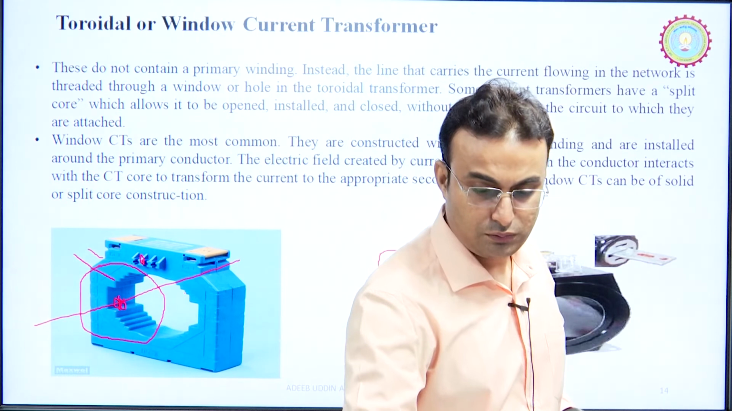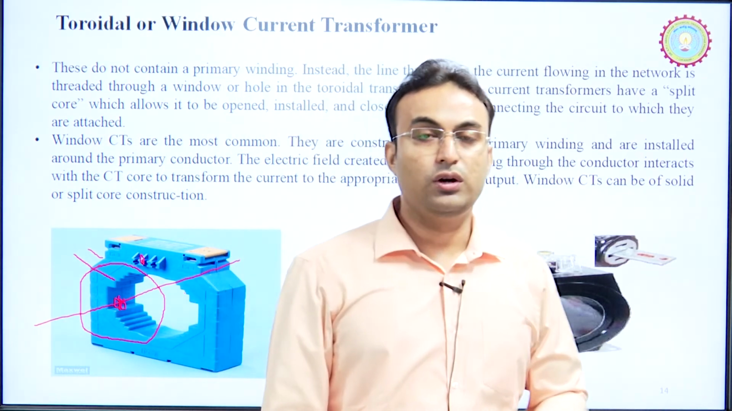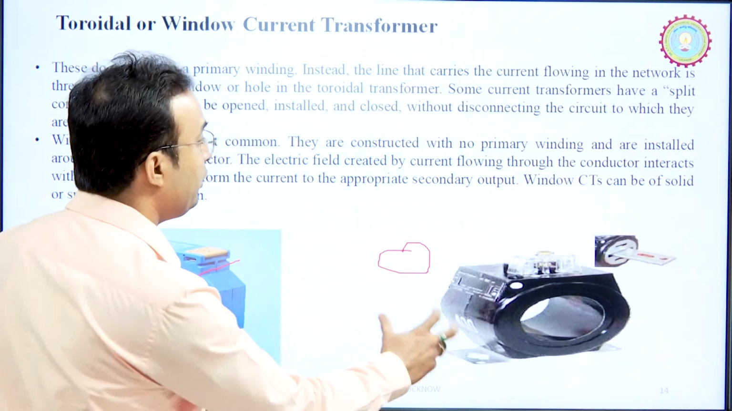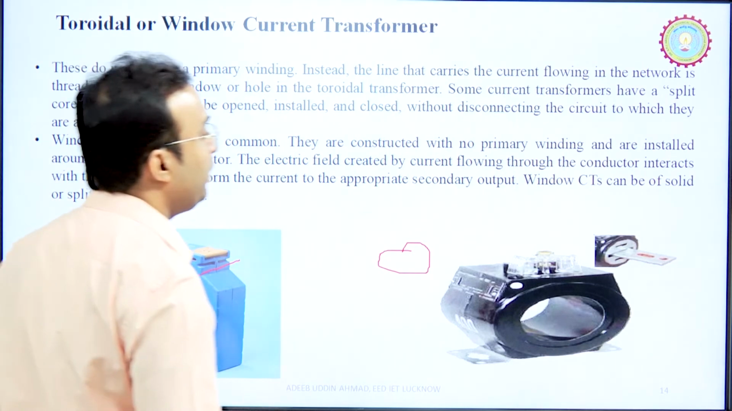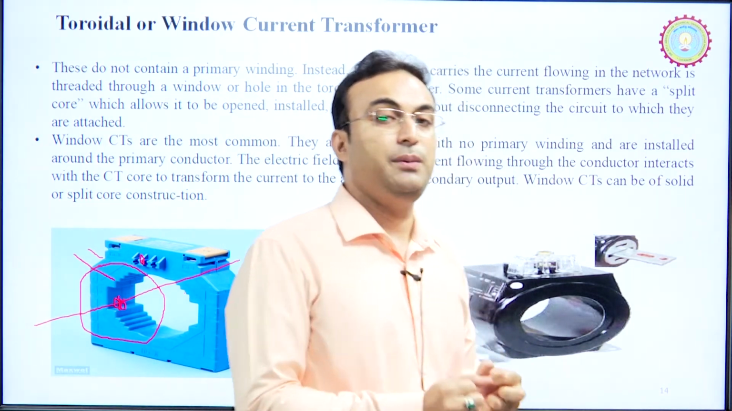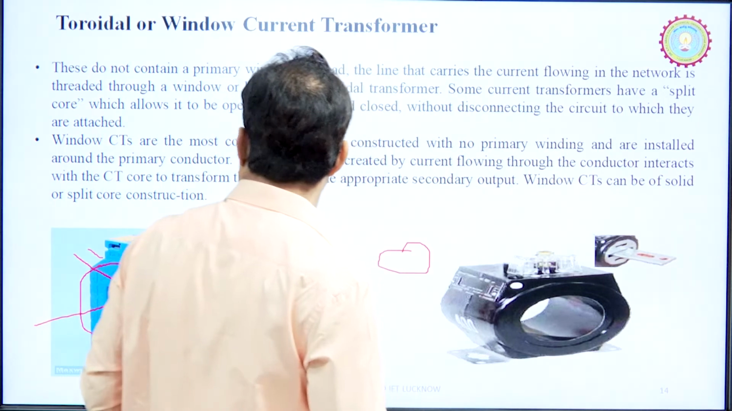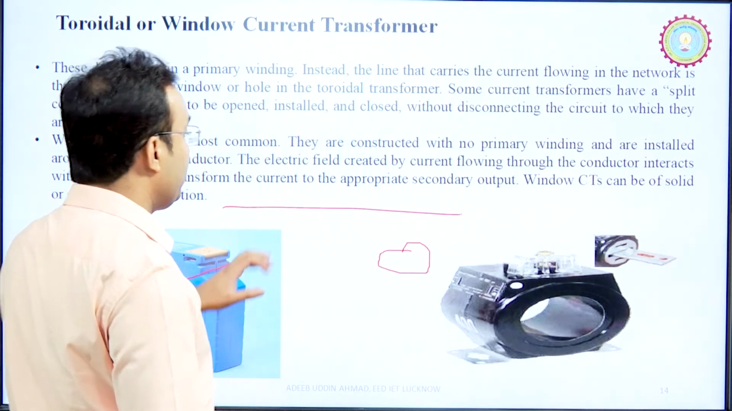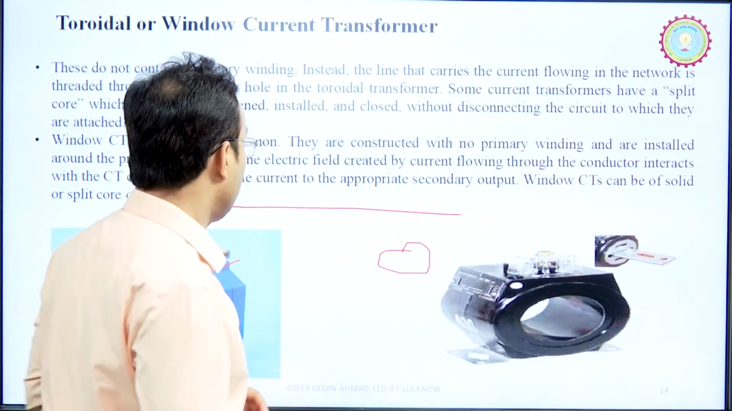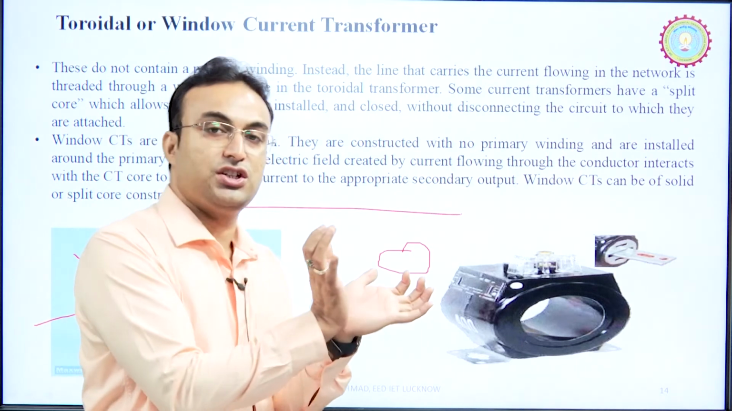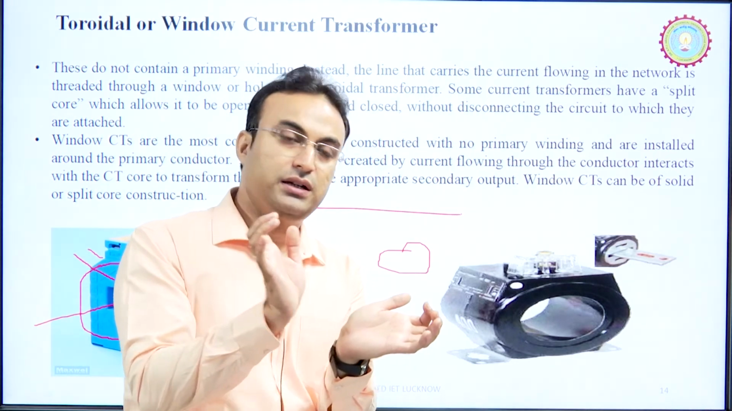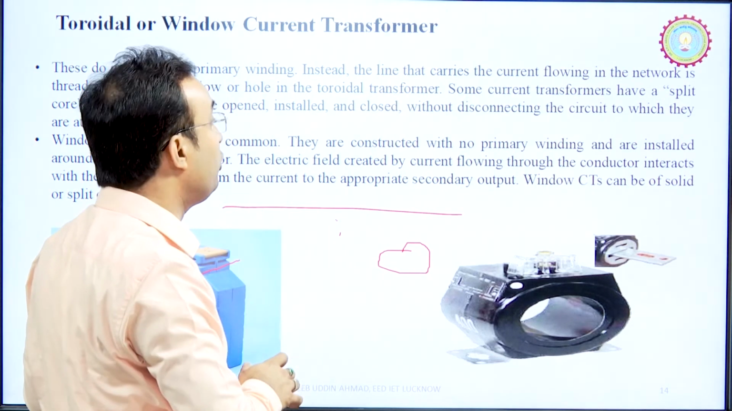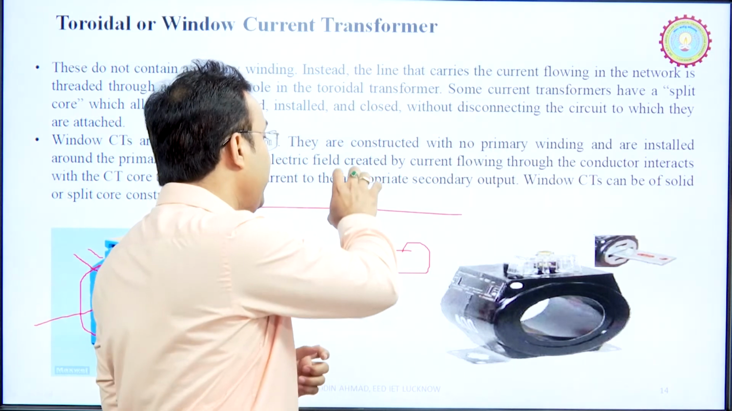Now, next is the toroidal or window current transformer. So, toroidal or window current transformer having such type of structure, having some window. So, in this type of transformer we do not have a visible primary. Suppose we want to check the current in this line. So, we have some plug structure. So, we open this plug and we are going to put this type of window CT on that line.